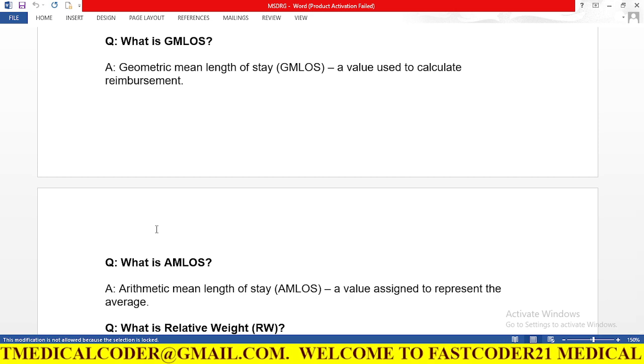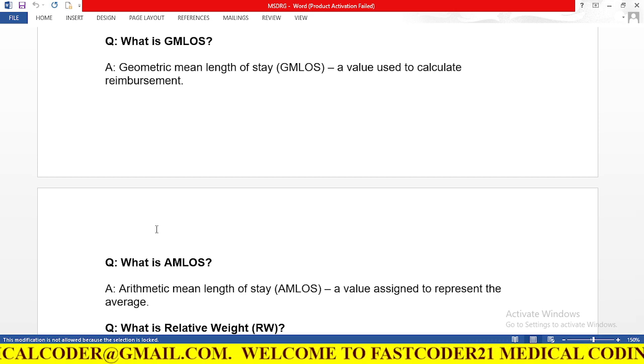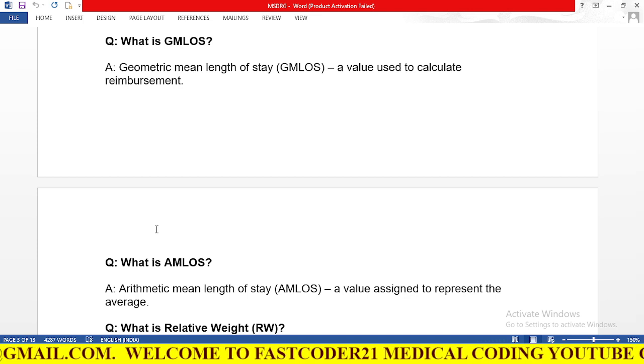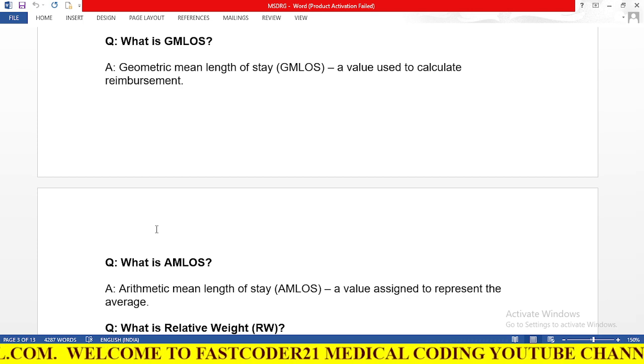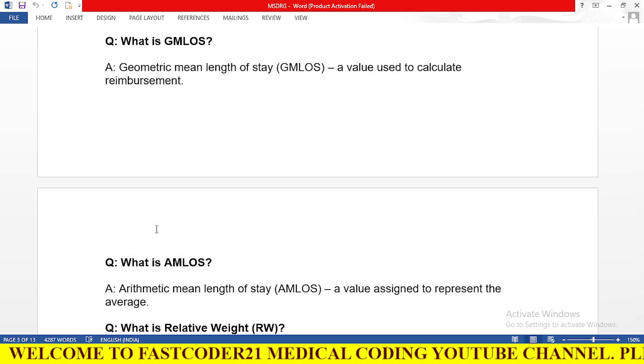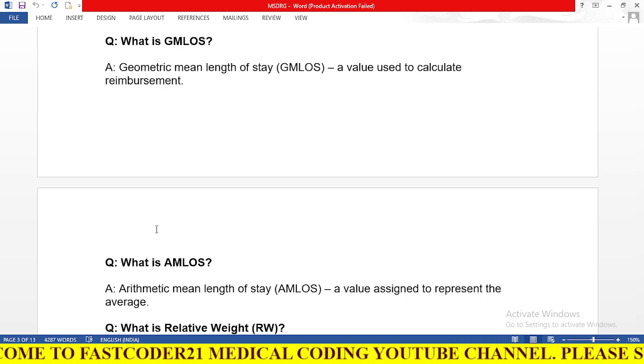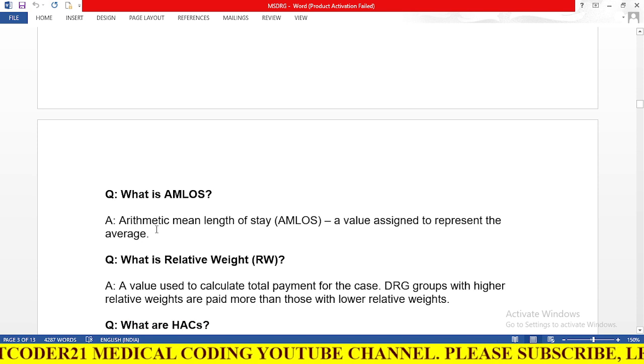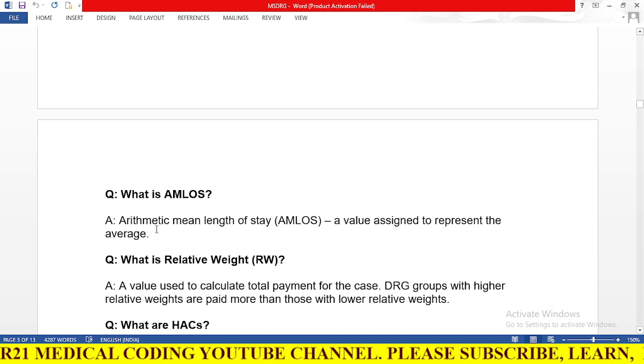Next one, what is GMLOS? So geometric mean length of stay, which is a value used to calculate reimbursement. What is AMLOS? Arithmetic mean length of stay, a value assigned to represent the average.